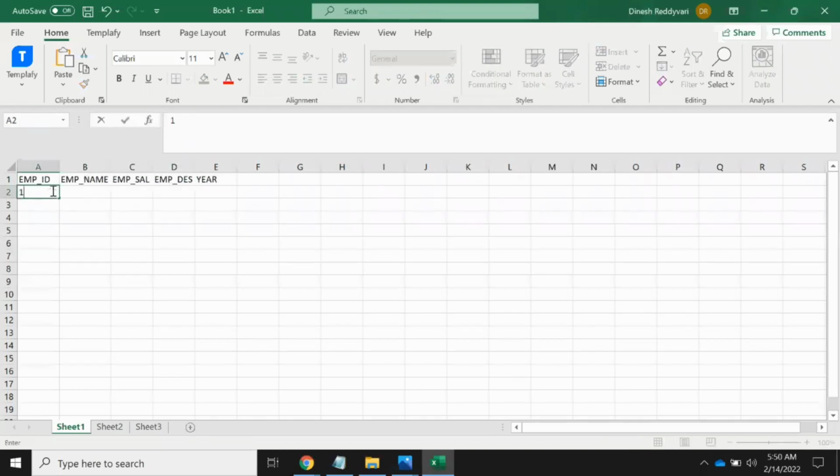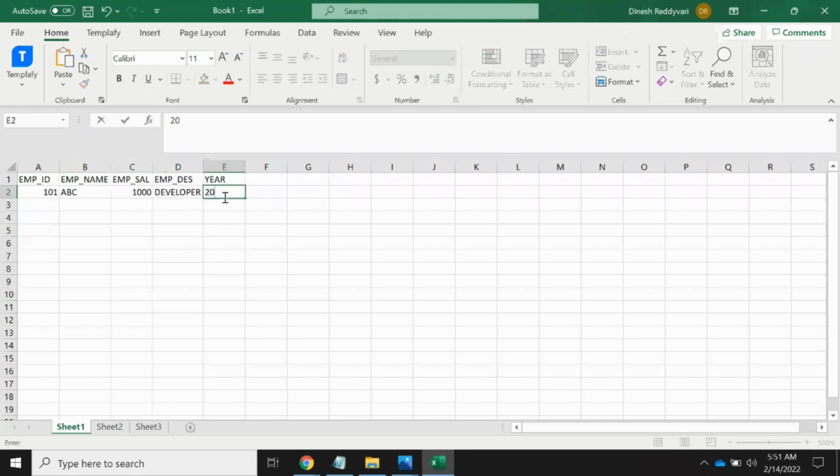Let me take some three records. 101, employee name ABC, employee salary 1000, employee designation, for example, developer. Now the year, let's take 2015. Let's assume that the employee joined the organization. When he joined, his employee ID is 101, his salary is this one, and his designation is developer. This year is 2015.